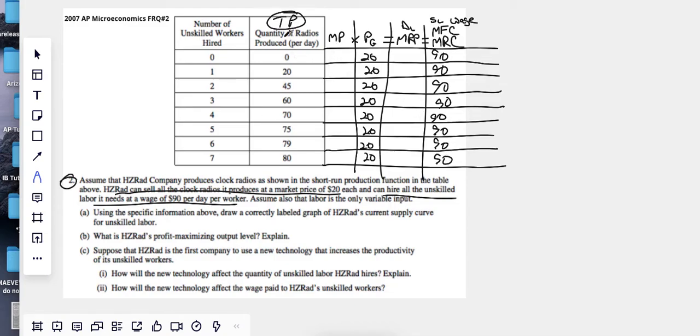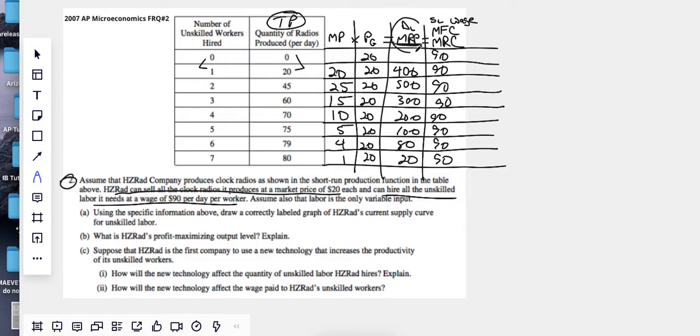Marginal product from total product is just a change in total product. If we're going from 1 to 2, it's the change in total product. So this is 20, 25, 15, 10, 5, 4, 1. Marginal revenue product is just marginal product times the price of the good. So this is 400, 500, 300, 200, 180, and 20.